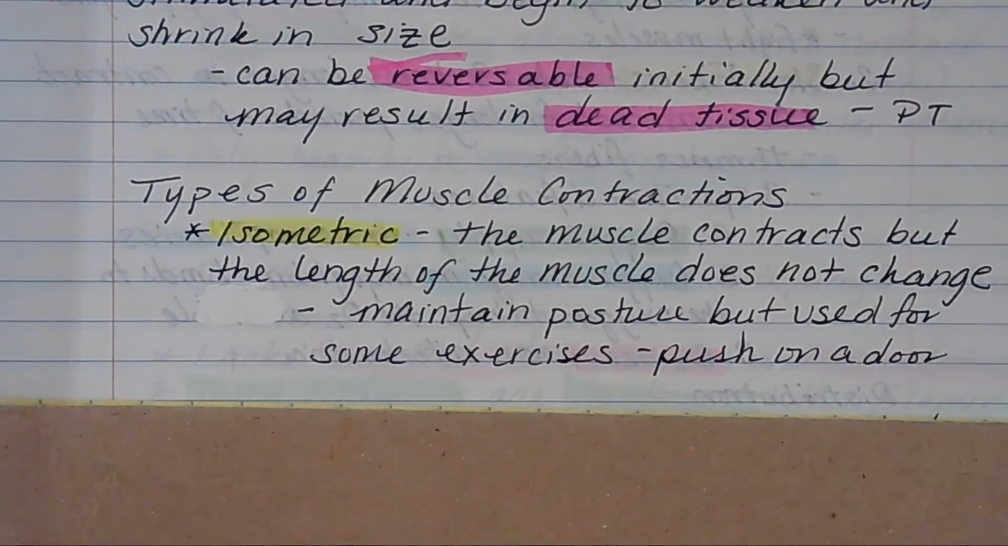When you're doing isometric exercises, those that don't change the length of the muscle, one thing you have to think about is that since you're not changing the length during that contraction, you need to do it at multiple heights.